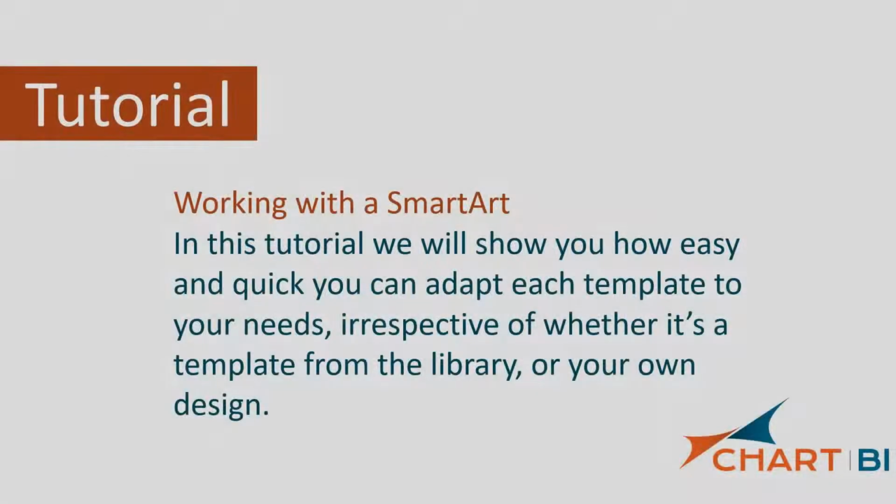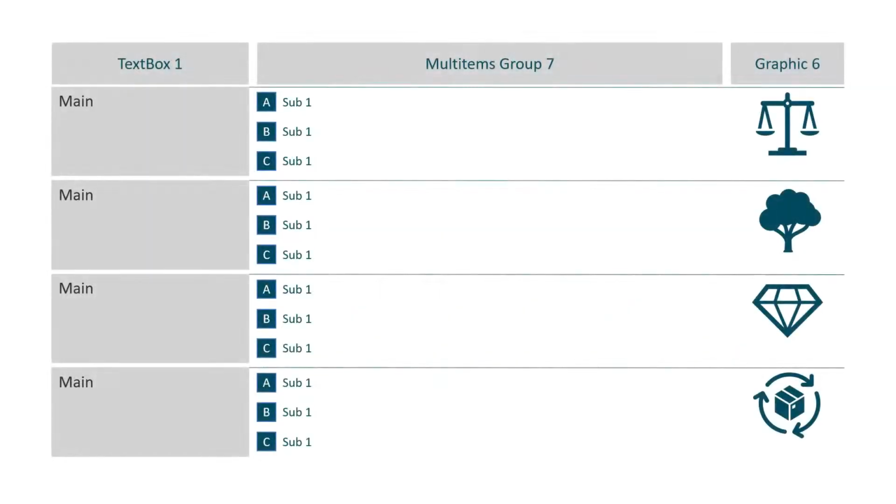In this tutorial we will show you how easy and quick you can adapt each template to your needs, irrespective of whether it's a template from the library or your own design. We need to change the icons, delete one block, rearrange another block and have more than 3 bullets in one row and less than 3 subitems in another row.